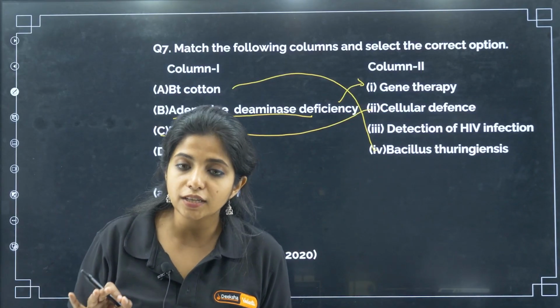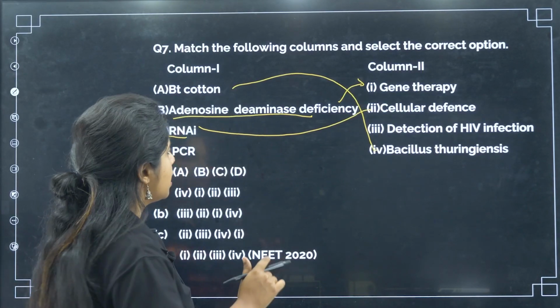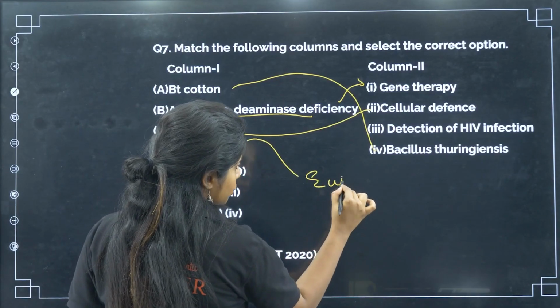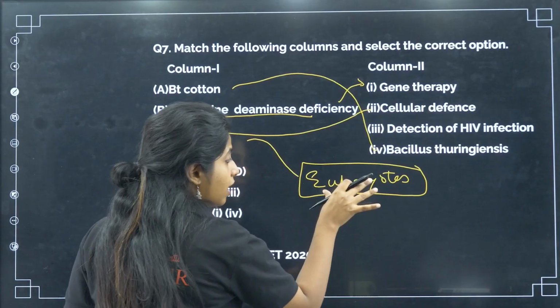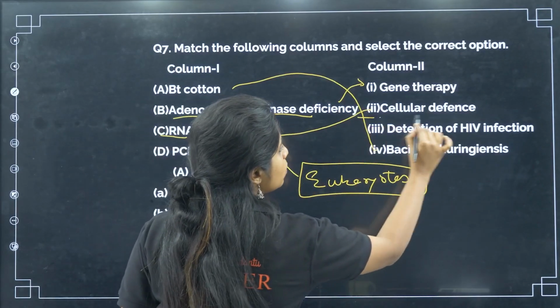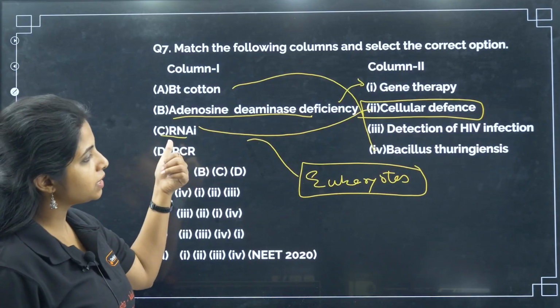But some organisms have it in their own body as a defense mechanism, and those organisms are nothing but eukaryotes. Prokaryotes do not have it, please remember that. It's just the eukaryotes which have RNA interference as a cellular defense mechanism.